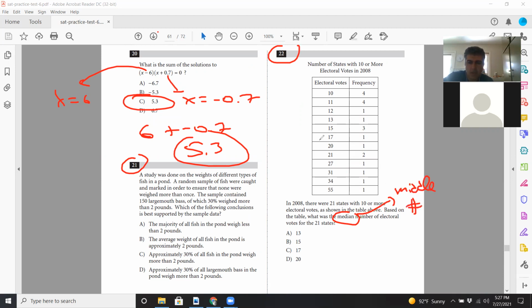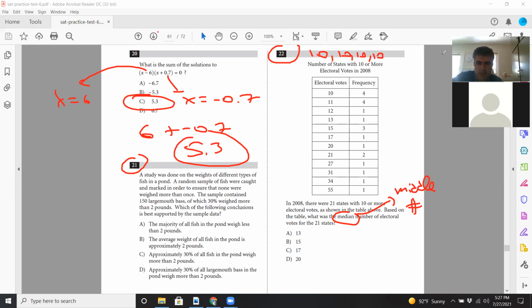Now, frequency means that 4 states have 10 electoral votes, so you would write 10 four times. And then a frequency of 4 for 11 electoral votes means you have to write 11 four times as well. And if you have 21 states and you want the median, you want the 11th state. So I'll let you guys figure that one out. And here, just read it and see what you can conclude about that. So again, I'll have you guys try 21 and 22.